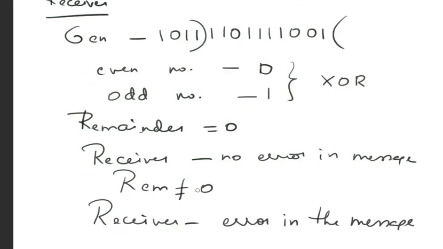So this is the procedure to be followed for the cyclic redundancy check. So I hope I am clear.